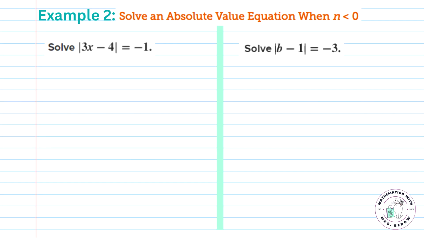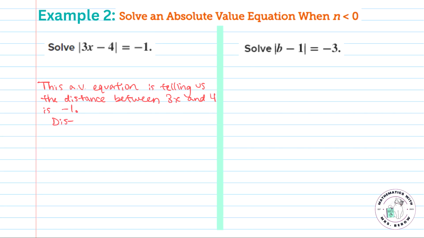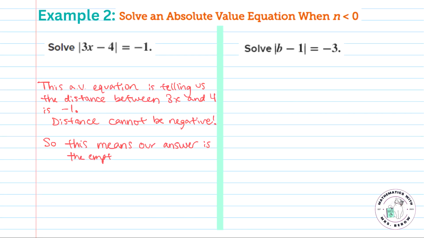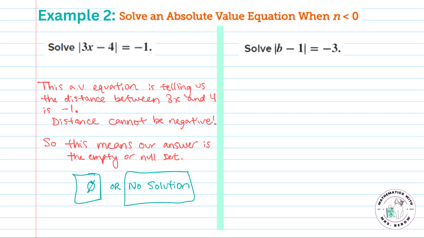So we say this is an empty set, a no solution, or a null set. Just to write out what we just said, this absolute value equation is telling us the distance between 3x and 4 is negative 1. Distance cannot be negative, so this means our answer is the empty set, or the null set. We use that notation like we talked about in another video, which is like a 0 with a slash, or you could write that there's no solution. Either of these options is your final answer.